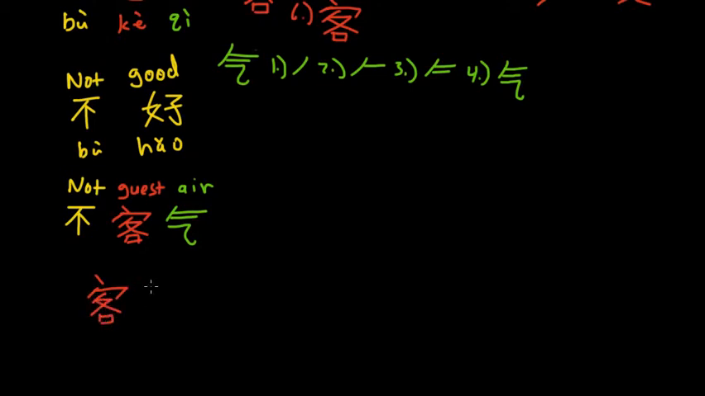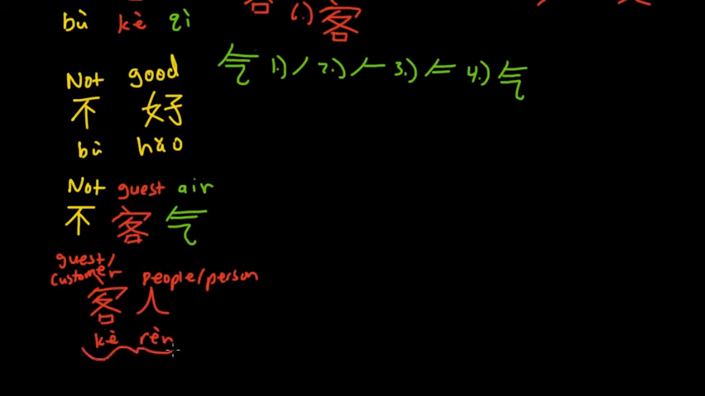And if we add this ren right here, R-E-N, this actually means people. People or person, it doesn't matter. And this is guest or customer. So ke was guest or customer. So kuren together means guest or customer, because you're talking about a guest who's a person. So that's why it's a customer. Ke by itself just symbolizes guest.